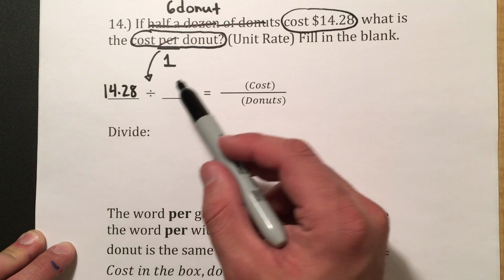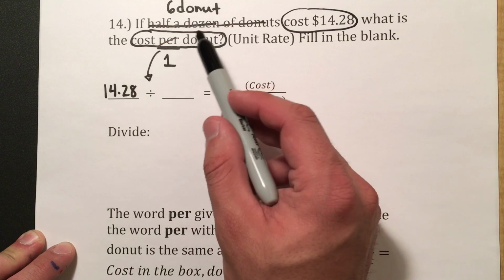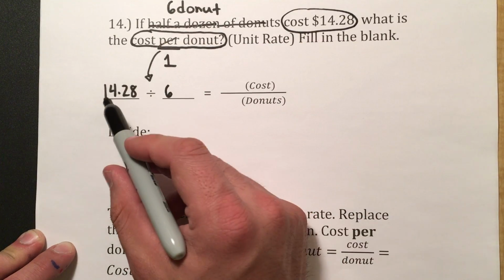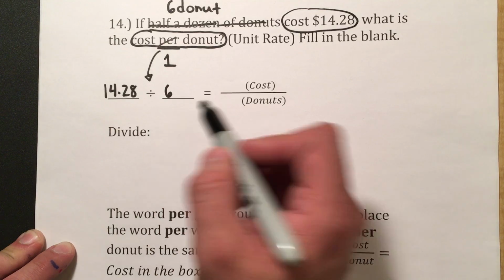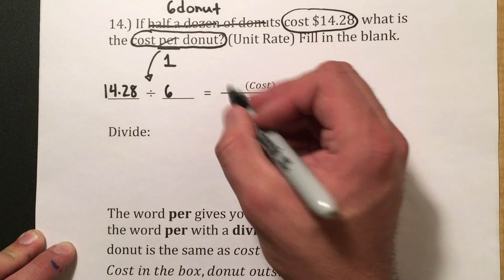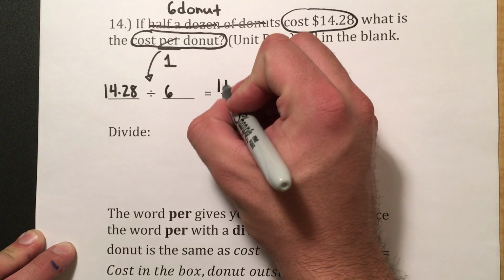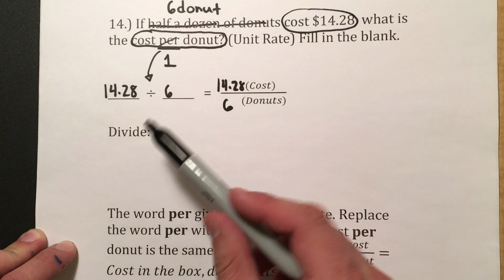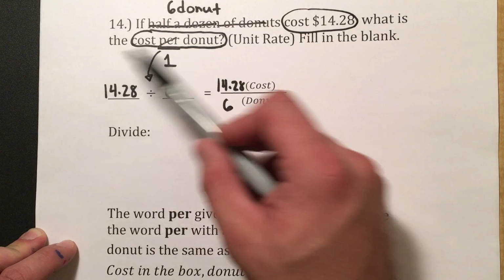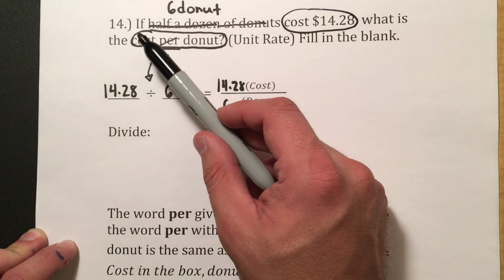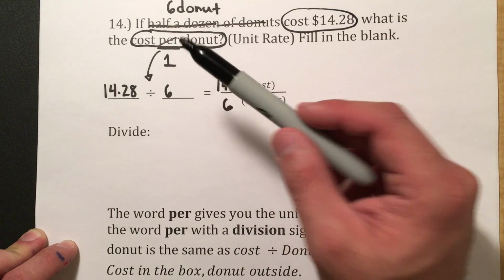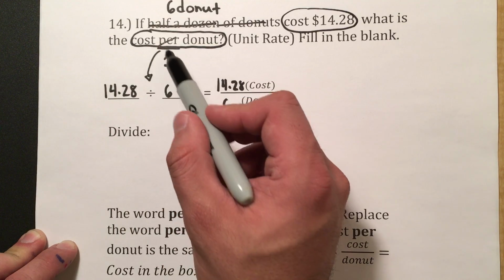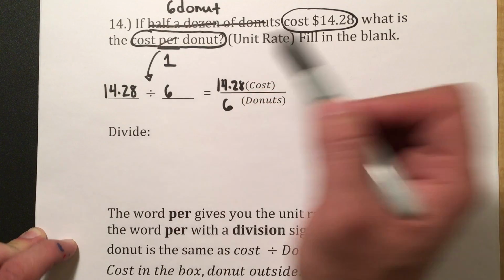And we're going to divide that by the donuts. How many donuts are there in total? There were 6. So 14.28 divided by 6, that should give us our answer. If we were to see that as a fraction, that would be 14.28 over 6. Again, where did we get this from? We got it from our unit rate. Our unit rate is cost per donut. So that means we're going to take the total, the cost, and divide it by the donuts. We're just going to replace this word per with a division sign.